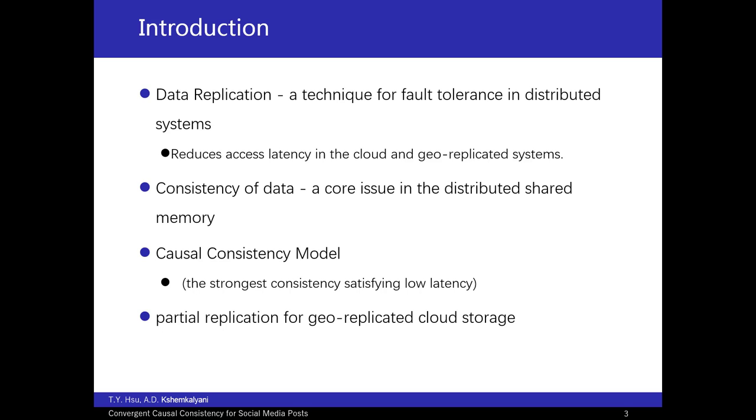There are two different replication strategies, including full replication and partial replication. Partial replication can help to reduce the total network transmission overheads. In this topic, we focus on the causal consistency model under partial replication for geo-replicated cloud storage.